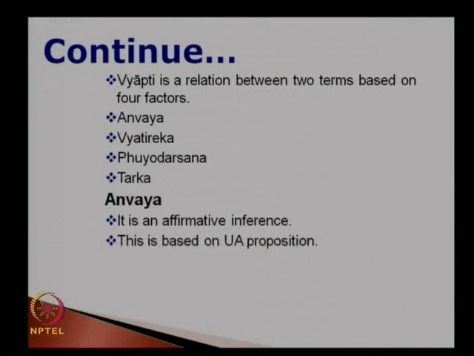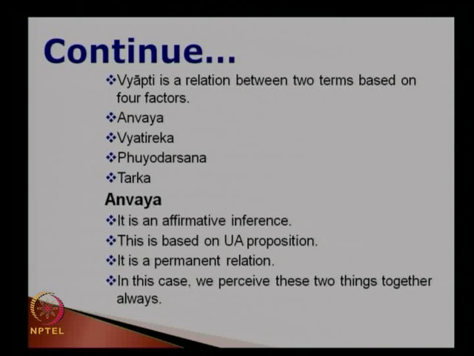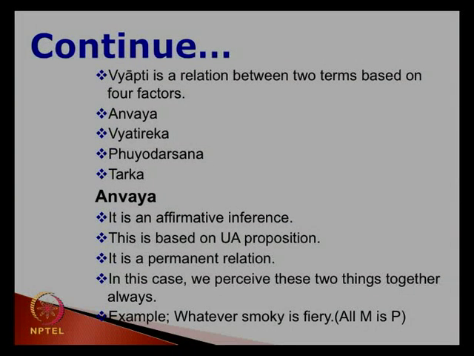Now, vyapti relation is between two terms. As you know, it is Hetu and Sadhya, and it is based on four factors. One is Anvaya, the second is Vyatireka, the third is Bhuyodarshana, and the fourth is Tarka. In the case of Anvaya, you find it is an affirmative inference. This is based on universal affirmative proposition. It is a permanent relation between this Hetu and Sadhya. In this case, we perceive these two things together always.